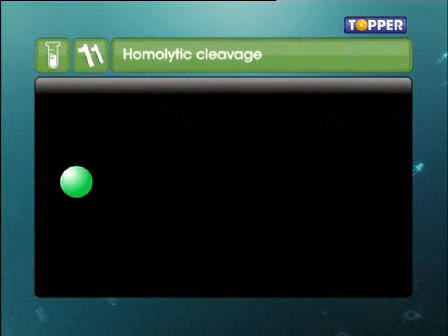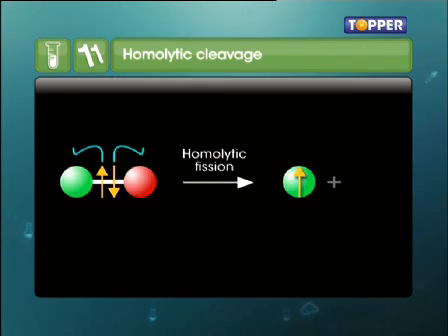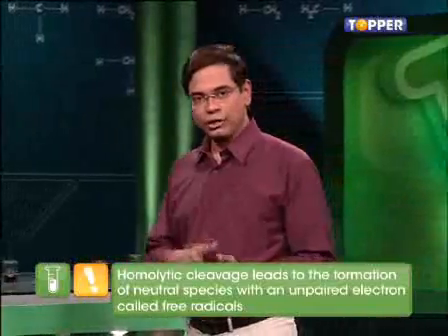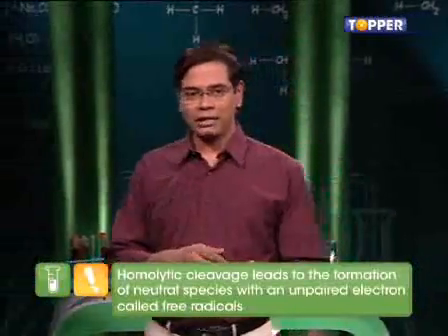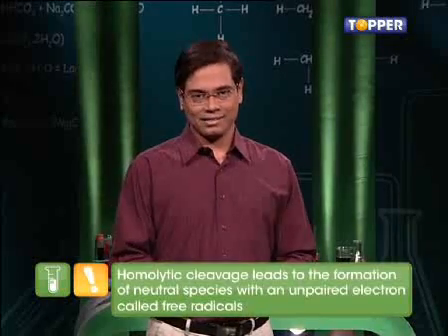But knowing the names is not enough. So, let us first study homolytic cleavage in detail. In this type of cleavage, when the covalent bond breaks, each atom gets one electron each from the shared pair of electrons. Whenever homolytic cleavage takes place, it leads to the formation of neutral species with an unpaired electron. These species are called free radicals.